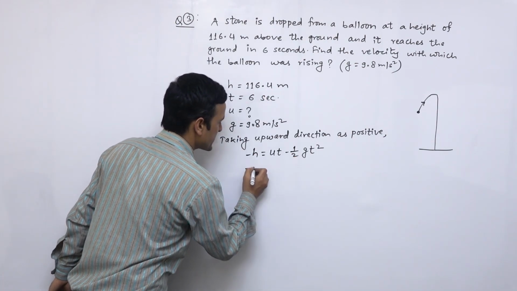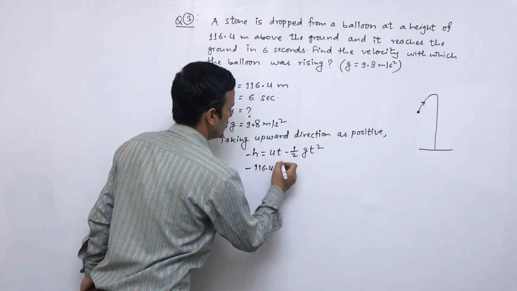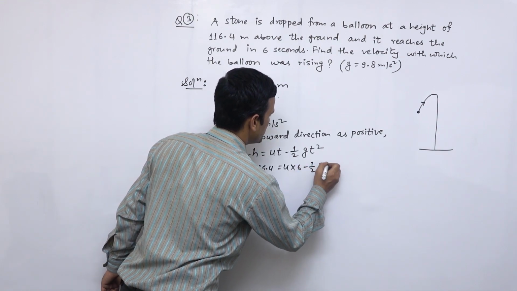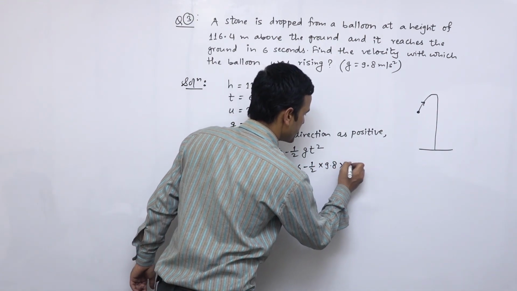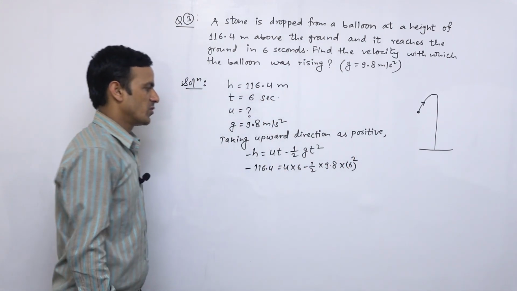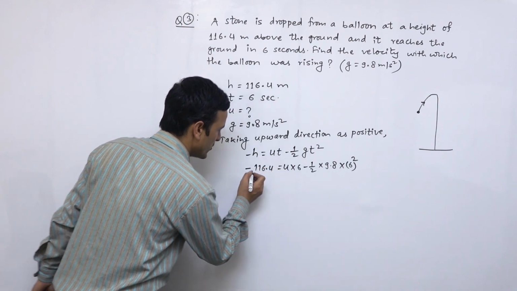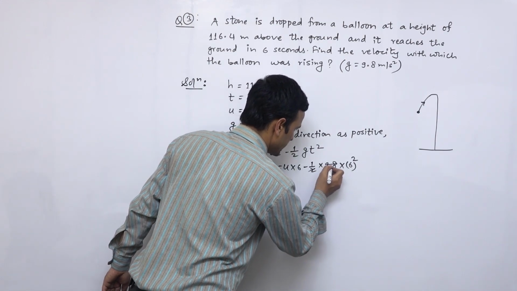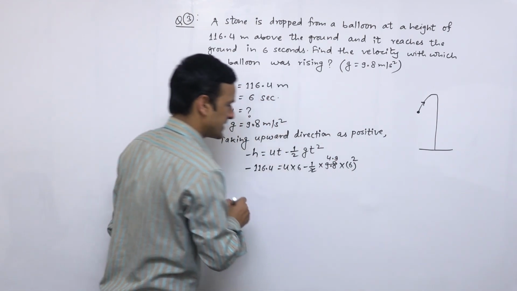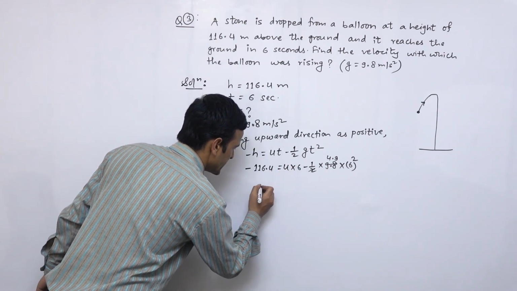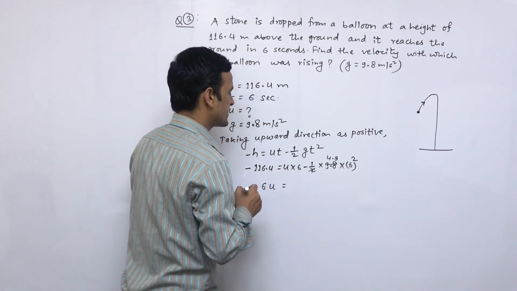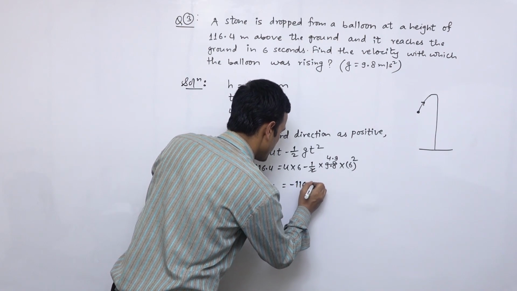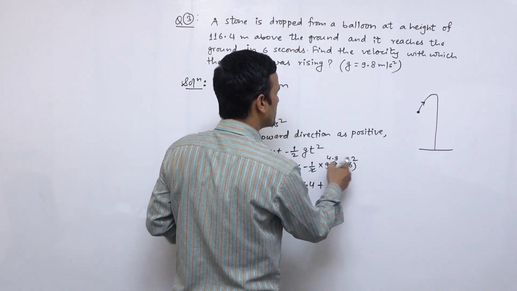So write down the value. H means 116.4, u you don't know, and times t means it is 6, half into g means 9.8, and time means 6 square. So if you solve it, then we get the different value. The value of u over here, we can cut this and this. 2 4s are 8, 2 9s are 18, and 6u is equal to this plus this minus 106.4 plus 4.9 into 36.